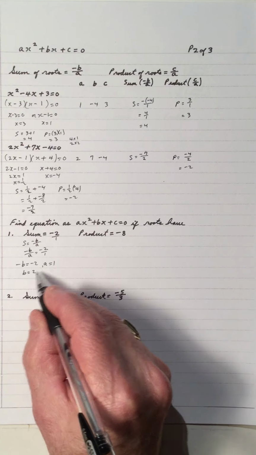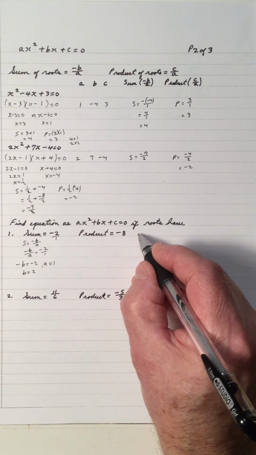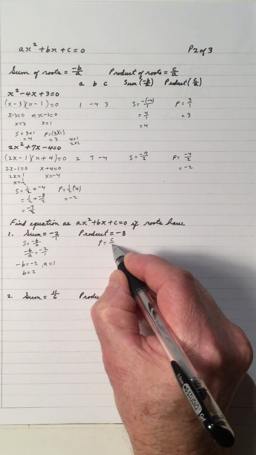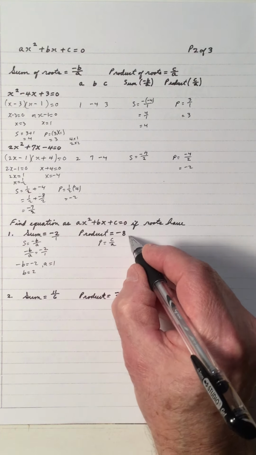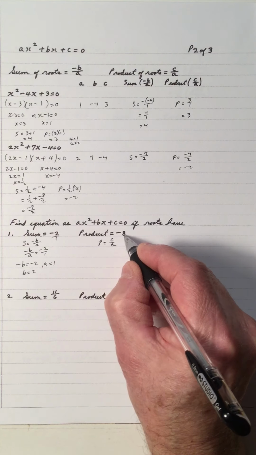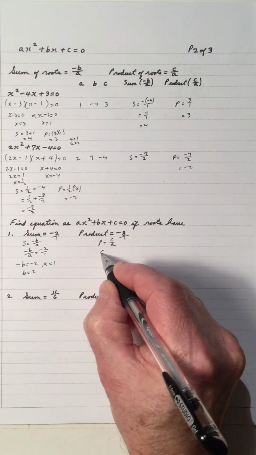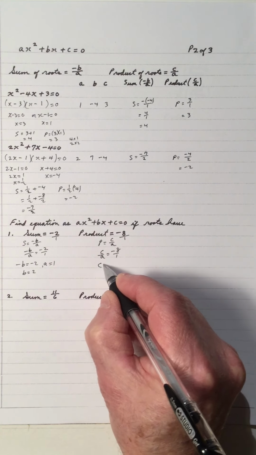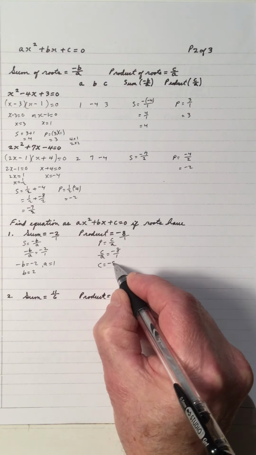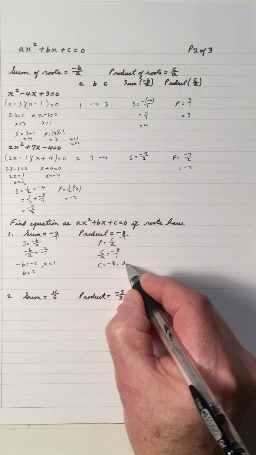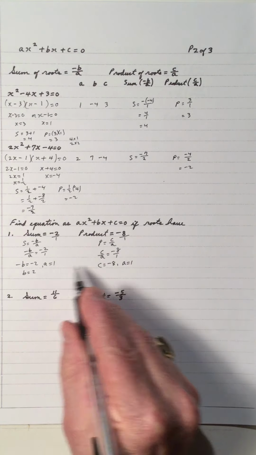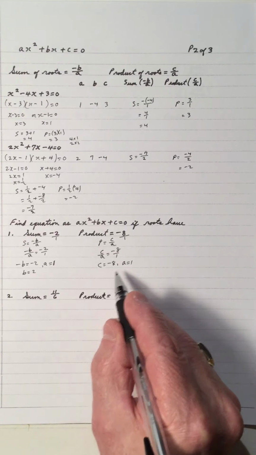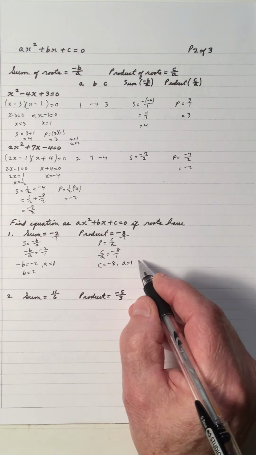So b is 2, a is 1. So the product of the roots, p for product, is c over a. That means the product is negative 8, so it's negative 8 over 1. So c over a is negative 8 over 1. So c is negative 8, and a is 1. So notice a is 1 each time, which is what we want. There are times when a won't be the same here, so you've got to use equivalent fractions.